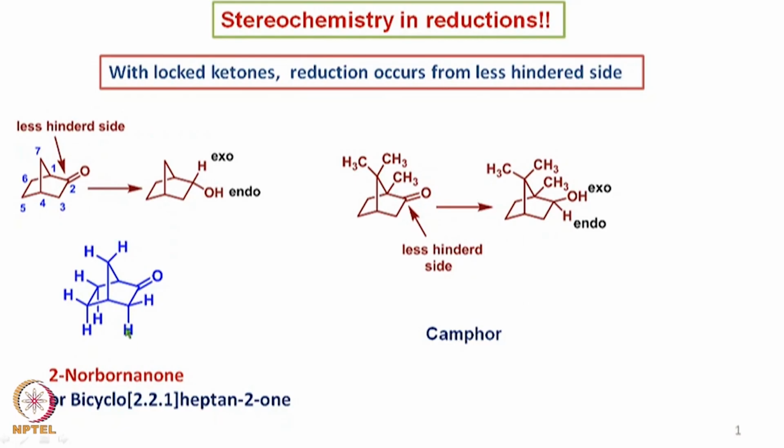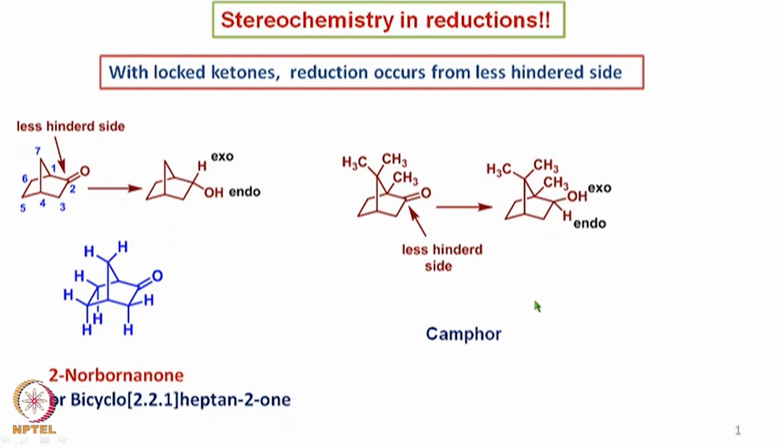For example, there are 3 endo hydrogens on the lower side of the molecule, whereas there is only one hydrogen blocking the face of the carbonyl group from the exo side. Therefore, when a reducing agent approaches this molecule, it sees more steric hindrance from the endo side, so it reduces the carbonyl group from the exo side, or the hydrogen is transferred from the exo side, resulting in the formation of the endo alcohol.